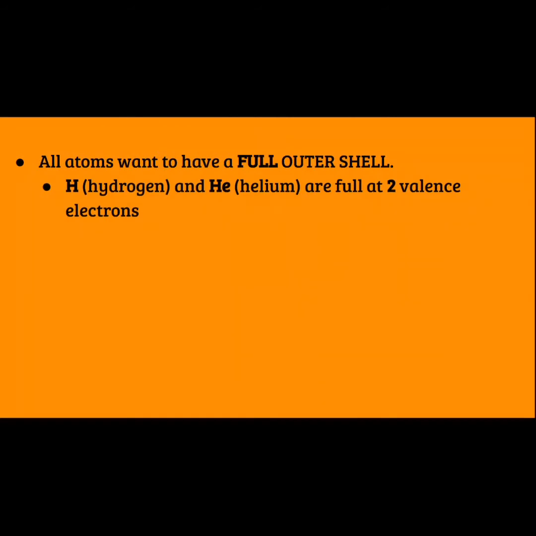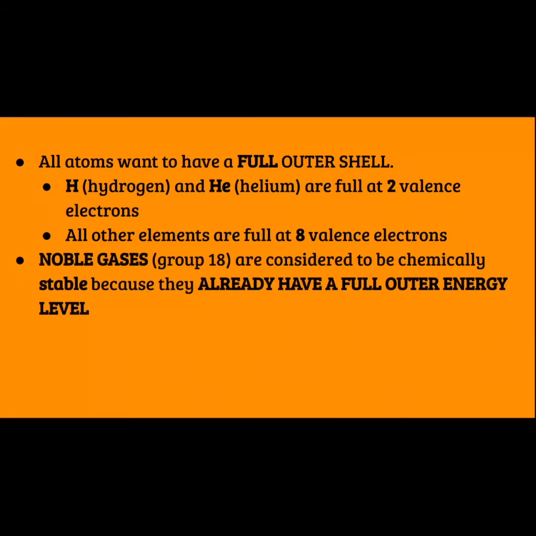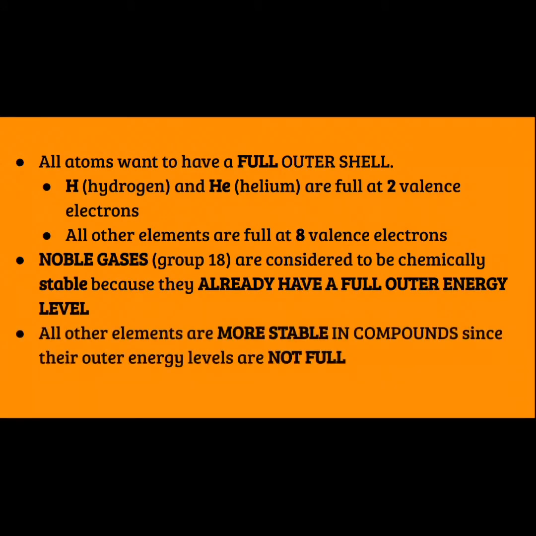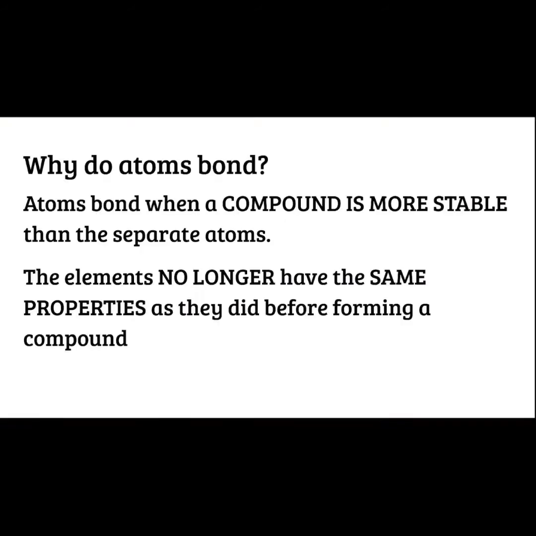All atoms want to have a full outer shell. Hydrogen and helium, instead of having 8 like all the other elements, they only need to have 2 valence electrons. All other elements are full once they have the 8. Noble gases are already stable because they're in group 8, so they don't need to gain any more electrons to become stable. All other elements are going to be more stable in compounds. So when elements form compounds, they become stable because they're either sharing electrons or they might be gaining or losing to fulfill that octet rule.